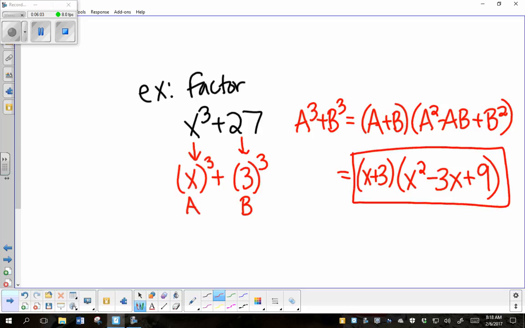That's it. You'd want to look at both of those and make sure you couldn't factor them anymore. When I look at that second set of parentheses, I can't think of anything that multiplies to positive 9 and adds up to negative 3. So we're done factoring. That's it. All right, 3 more.